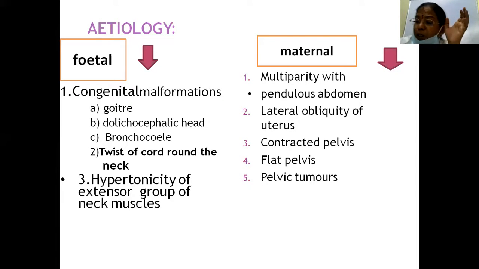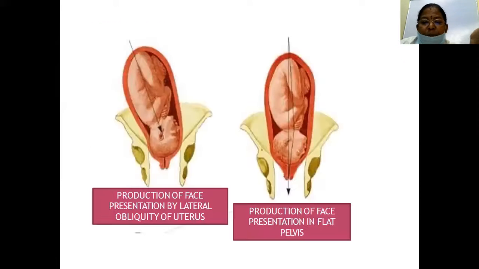Then there can be some problem with the mother. All of you know there are three P's: the passenger, that means the baby, the passage, that means the pelvis, and the power, the contractions, that we will see. If there is any problem with the pelvis, like a contracted pelvis, usually a flat pelvis is seen with face presentation. Then any pelvic tumors which prevent the flexion attitude. Then a mother who is a multipara with a pendulous abdomen, there is laxity of the abdominal wall.